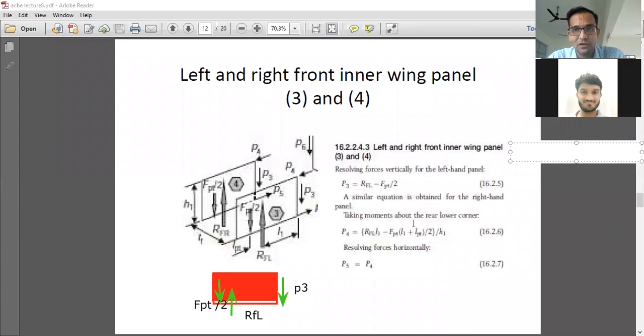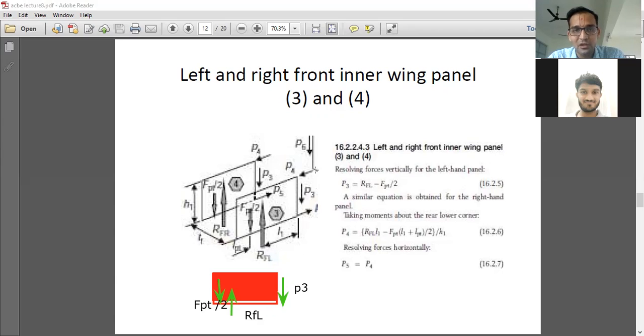Now another formation is available like this. What is the moment equation for this particular criteria? As we have referred, the load condition will be like this: P3 plus FPT divided by 2 is equal to RFL, or you can make P3 the subject. When I move ahead to identify P4, my criteria is going to be like this.